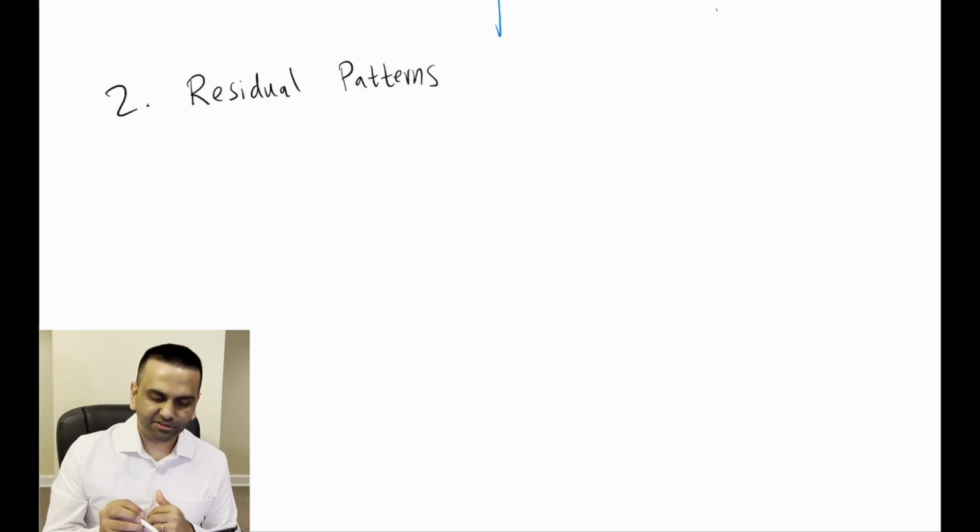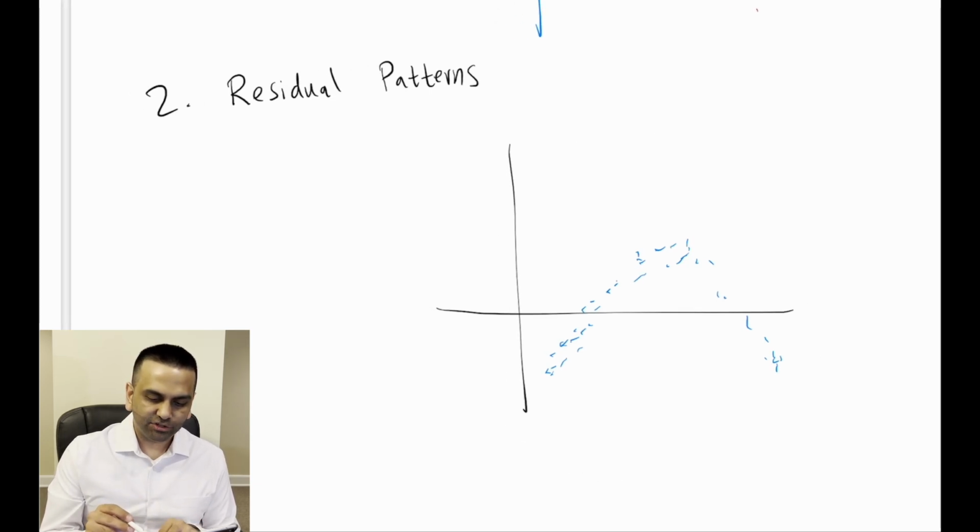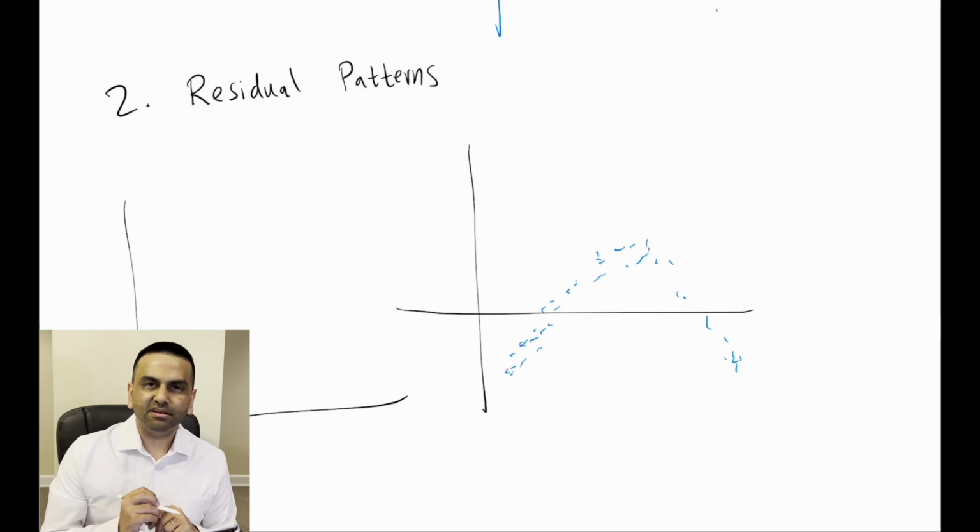Finally, the other thing to check for when you're looking at your regression is whether there are any patterns in the residuals. So let's say your residuals look something like this, where all the residuals are negative, then all the residuals are positive, and then all the residuals are negative again. Whenever your residuals have a pattern, that might be a sign that your true relationship is nonlinear. So what if your data points actually looked like this?